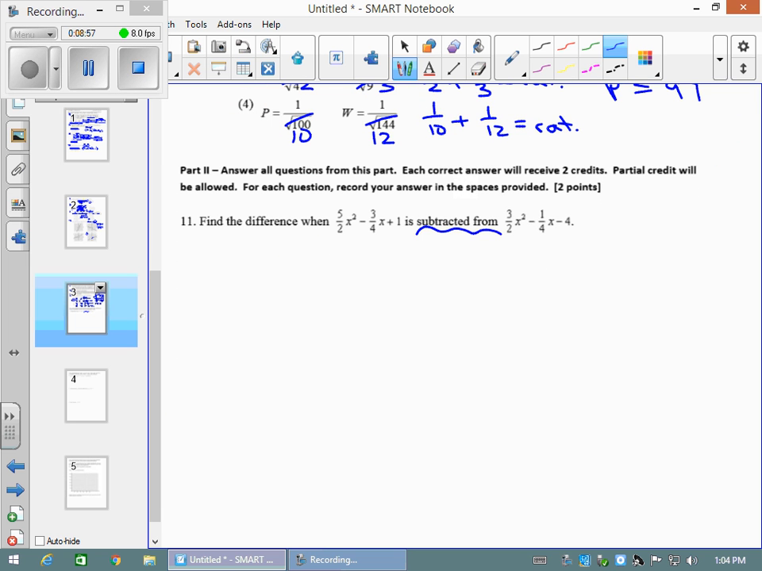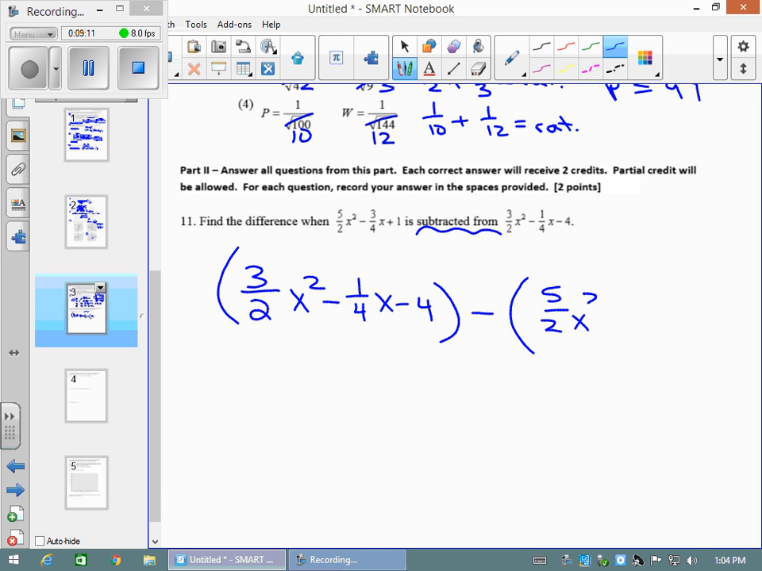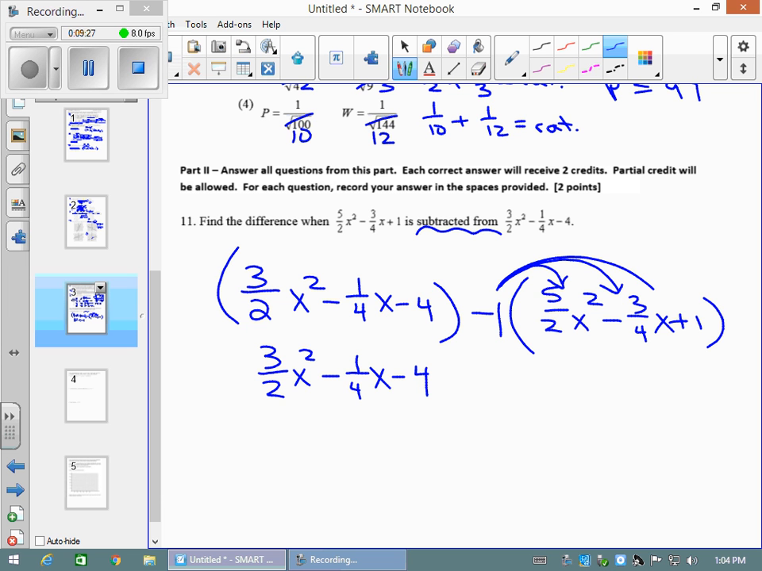Looking at question 11, whatever comes after "subtracted from" actually goes first. So 3/2 x squared minus 1/4 x minus 4. Remember to put the second polynomial in parentheses because you're subtracting each term. So really with this first polynomial, you can just drop the parentheses because it's distributing positive 1 to each term. Here in the second polynomial, since I'm distributing a negative 1, I have to switch the sign of each of the terms.